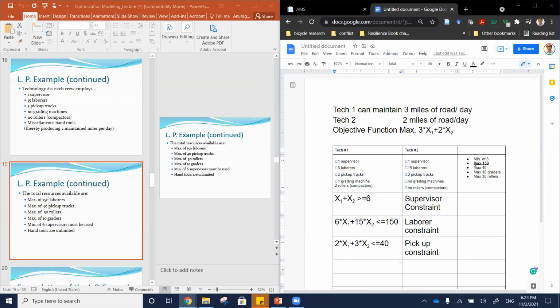Okay. Because we have a maximum of 150 laborers and technology 1 uses 6 laborers and technology 2 uses 15 laborers, I end up with 6x1 plus 15x2 must be less than or equal to 150. And then I wrote the pickup constraint because technology 1 uses 2 pickup trucks. If you're using x1 units of technology 1, the total trucks used will be 2 times x1 plus 3 pickup trucks for technology 2, so 3 times x2, which must be less than or equal to 40. Now the question is, how do we write the grading constraint? Technology 1 uses 1 grading machine. Technology 2 uses no grading machine. And I can only have 10 graders at the most. I cannot have more than 10 graders. So what would that look like?